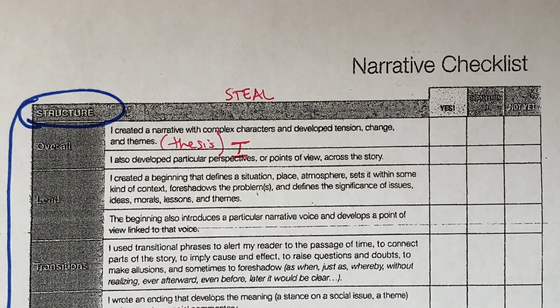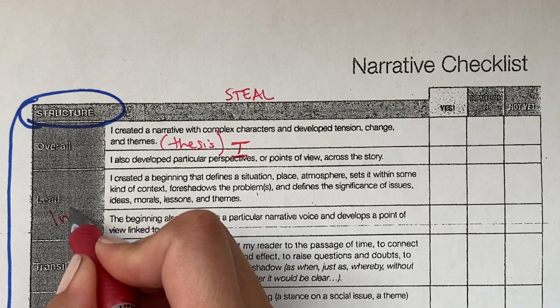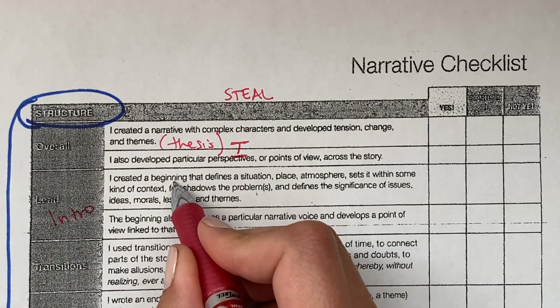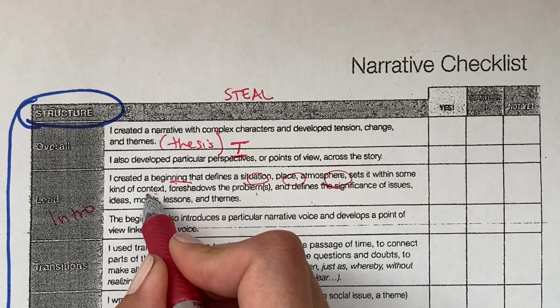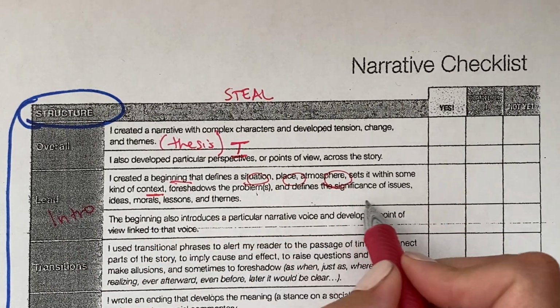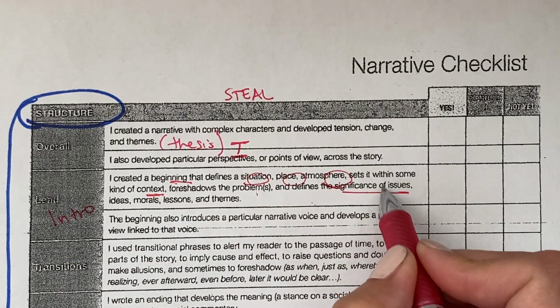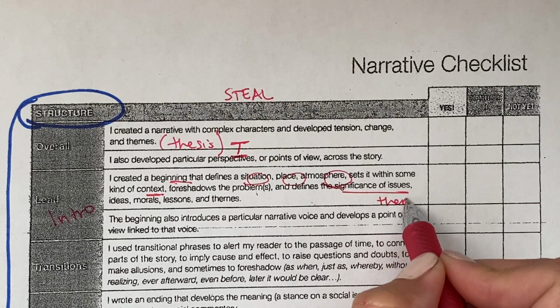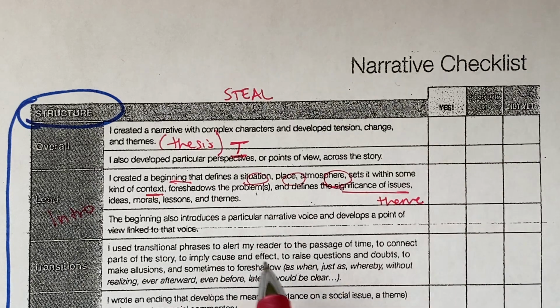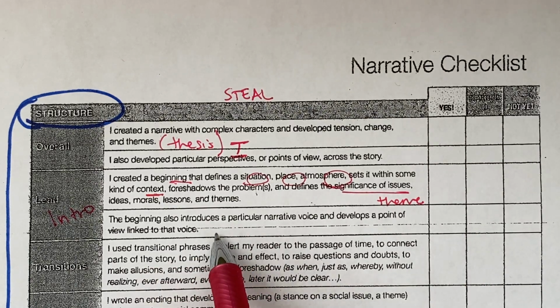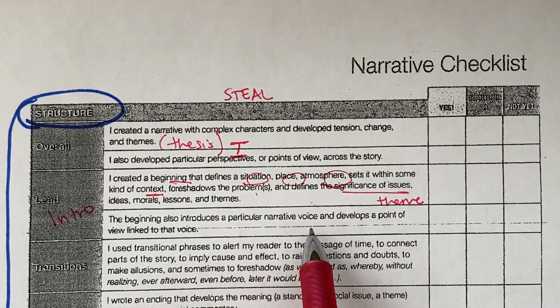Then we want to think about our lead, which is our intro, right? The beginning that defines a situation, a place, an atmosphere, giving some context, the significance of the issue, or again, going back to the theme of the story. So this is a little bit of that introduction, the background. The beginning also is going to introduce a particular narrative voice and a point of view, where you are coming from in this moment that you're writing about.